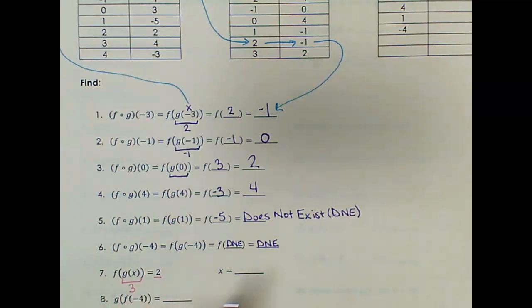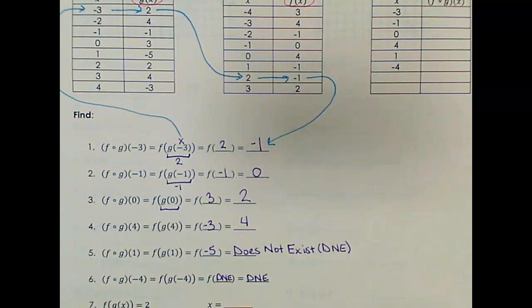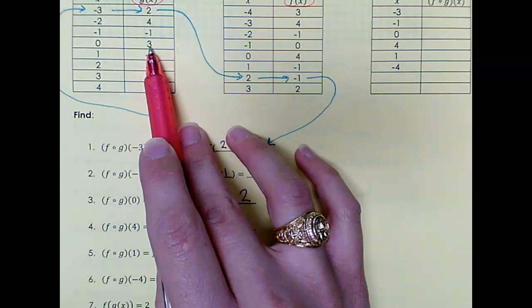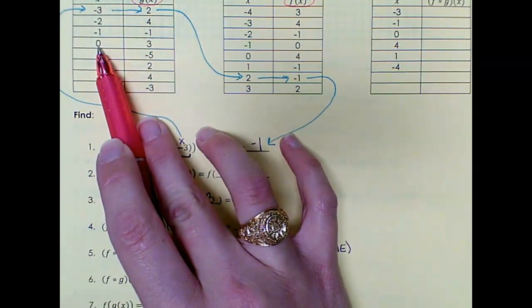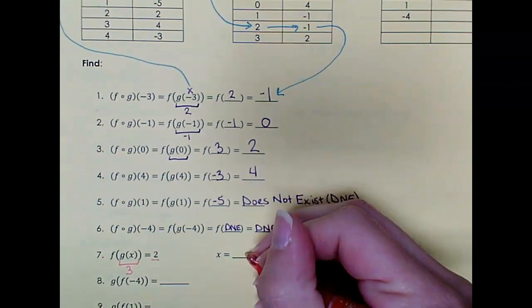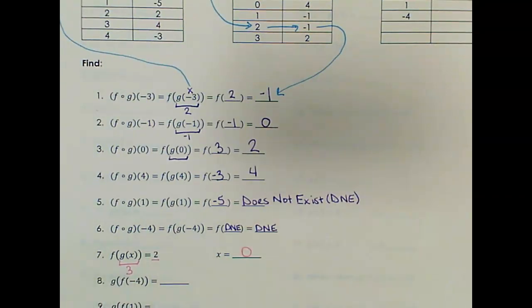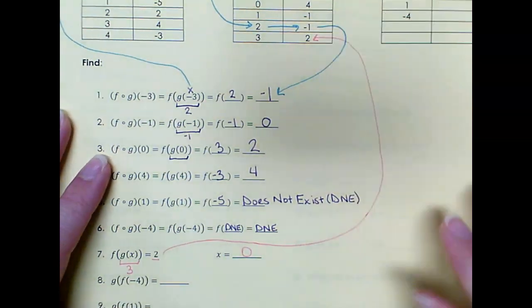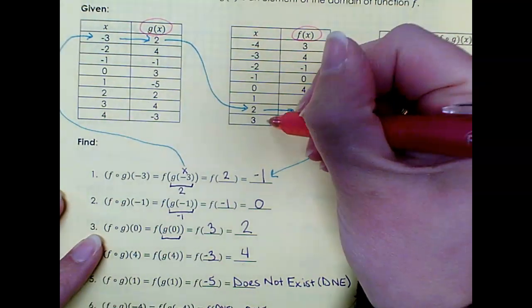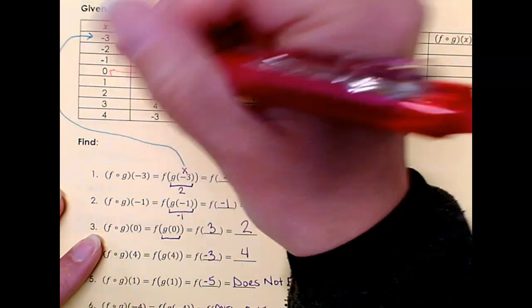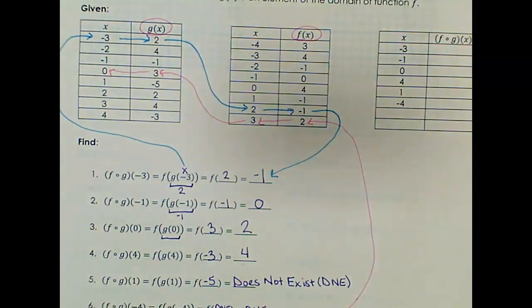So I'm going to go look in the g of x column. I'm going to go find 3. Here it is. G of what is 3? Well, g of 0 is 3. So my x value to begin must be 0. So we kind of moved backwards. Here we moved from 2 to 3, and then we moved from 3 to 0. So that allowed us to find that the x value was 0.